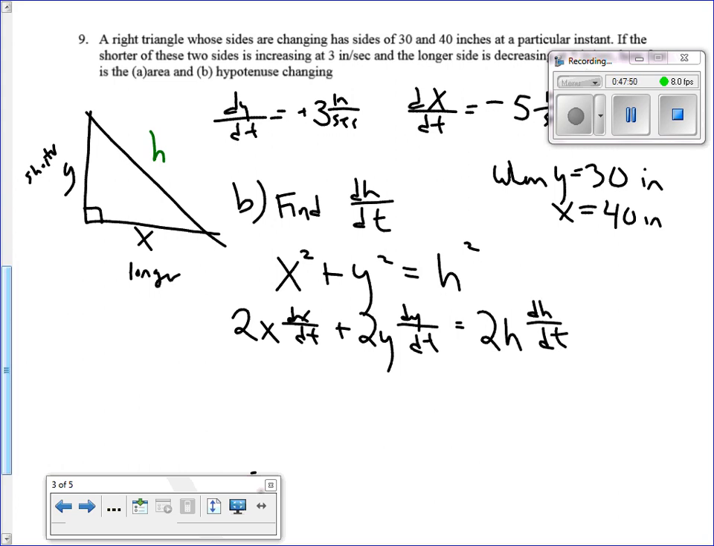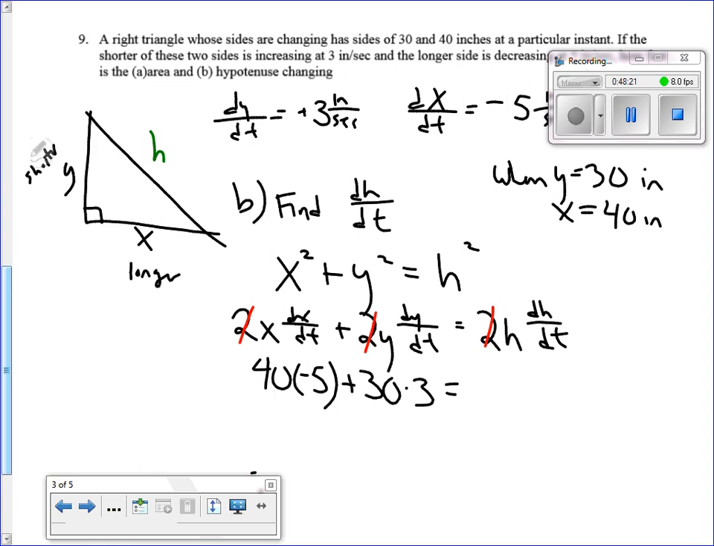And again, with Pythagorean theorem, you can just divide out the 2's, divide both sides by 2, and now we just plug and chug. So we're looking for dH/dt. We're plugging in for x 40. dx/dt gets a negative 5. For y, we plug in 30. dy/dt is 3. Now, sometimes with Pythagorean theorem, you know the temporary values for x and y, but you don't know what it would be for h at that moment.